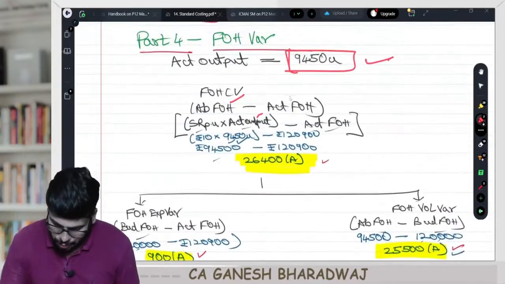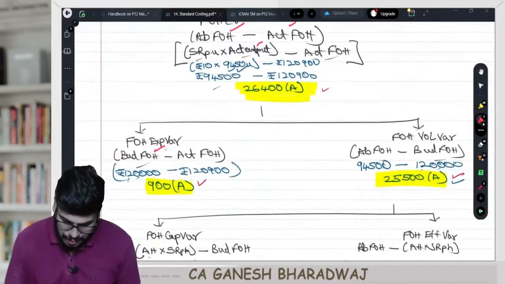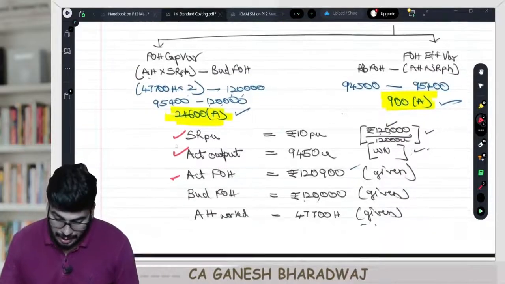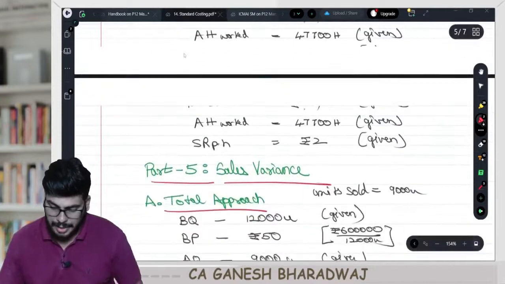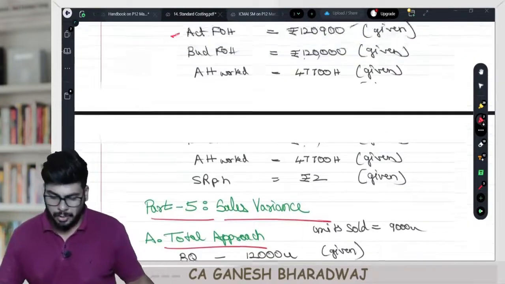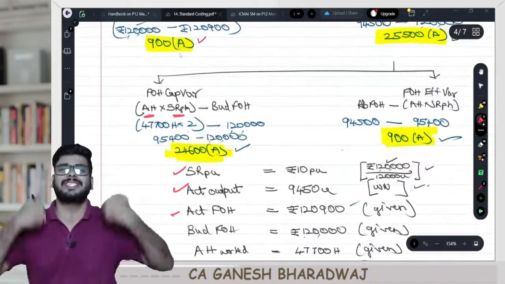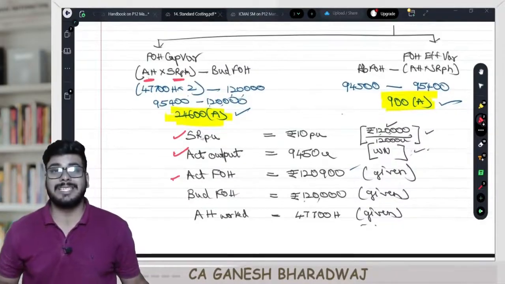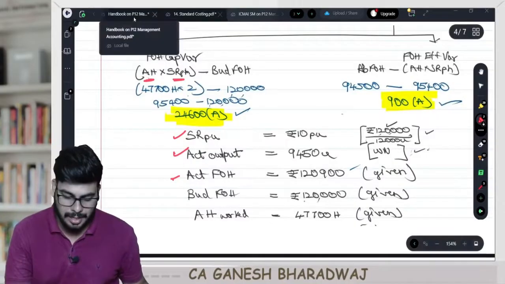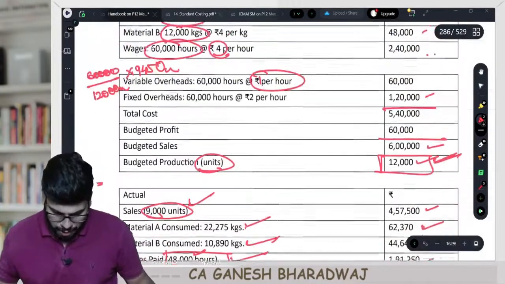Why do the actual fixed overheads come here? Then I need the budgeted fixed overheads that come here. Then I need the actual hours and the standard rate per unit. All these things we need. If you are able to find out each and every component, then it is just a matter of plugging the figures and arriving at the solution. Now first, what is the predetermined rate? That is standard rate per unit. Very simple. Now go to the budgeted data.